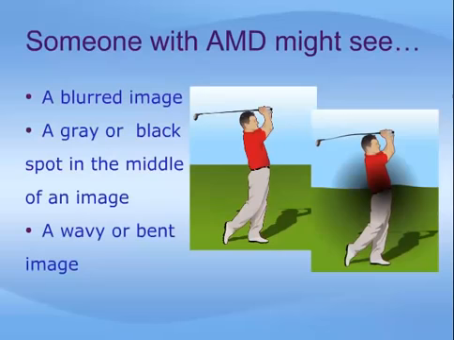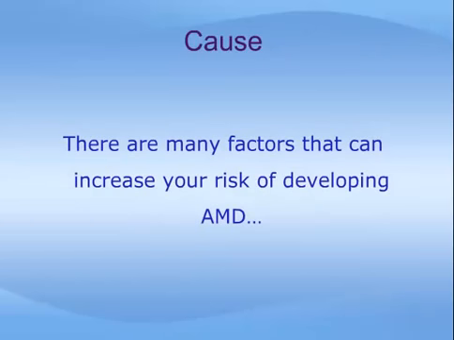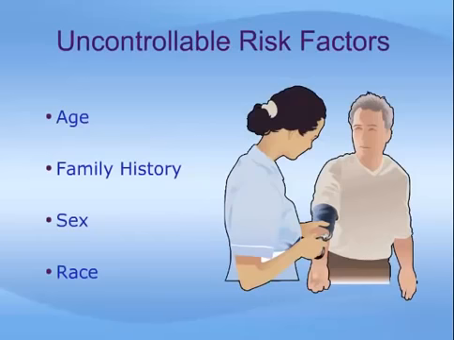Someone with AMD might see a blurry, wavy, or bent image with a blacked-out center. AMD is multifactorial, meaning that it has many possible causes. We do know that certain risk factors increase the chance of developing AMD. There are some risk factors that you cannot control. Age, for instance, is the factor that most increases your chance of developing AMD.